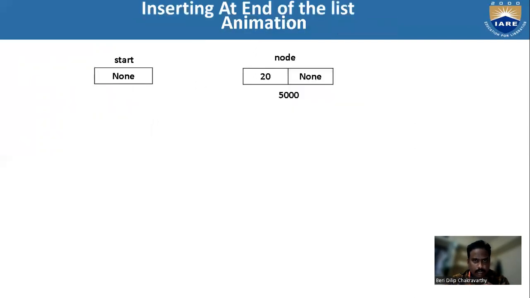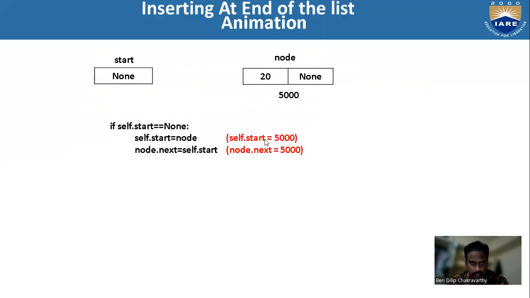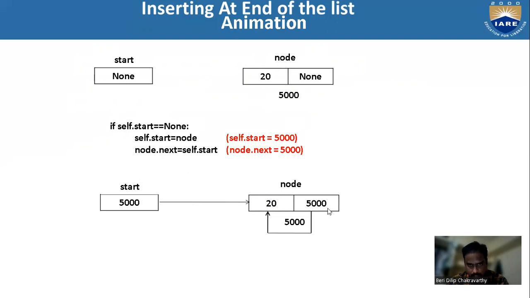Then insertion at end of the list. I need to insert the node at the end of the list. If nothing is there in the list, I'm just inserting my node at the end. I'll be giving the link here, and in place of none, I'll be giving the address of the first node. As this is the first node, I'll be giving 5000 here. I'll be getting it similar to this, like this. So I'll be storing my 5000 address here. Here also I'm storing 5000, as this is the circular list.